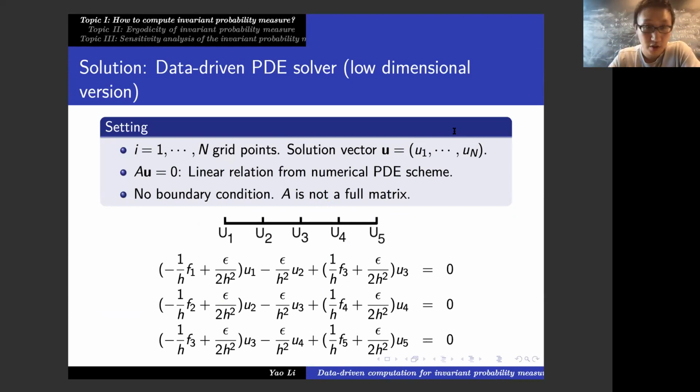Let me first talk about the lower dimensional version, because the neural network version is actually really motivated from this. The idea is that the difficulty of the PDE solver is that you don't know the boundary condition, and the difficulty of Monte Carlo is that it's not accurate. So let's do the following: let's throw away the boundary condition in the PDE. It does not have to be a finite difference, it can also be other schemes, but I just use the finite difference because that's easiest to explain.